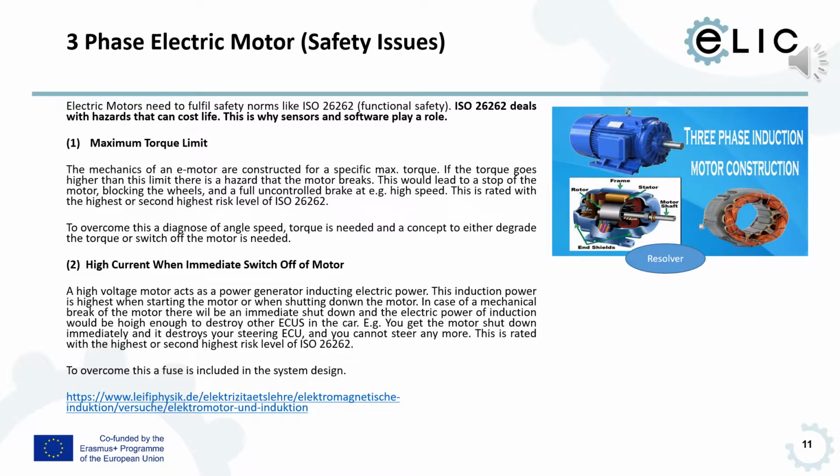Here are two slides about safety issues which we have to deal with when we are using e-motors in cars. One issue mentioned here is the maximum torque limit. E-motors are mechanically constructed for a certain RPM, rotation per minute. We can speed up the motor higher than the mechanical maximum, and therefore the controller software on the FOC in addition gets some diagnosis software so that we are not requesting a torque which is higher than the maximum torque.